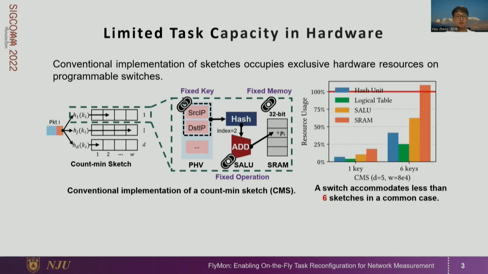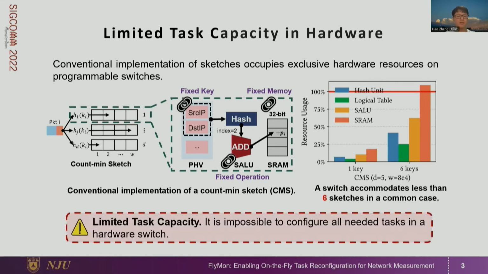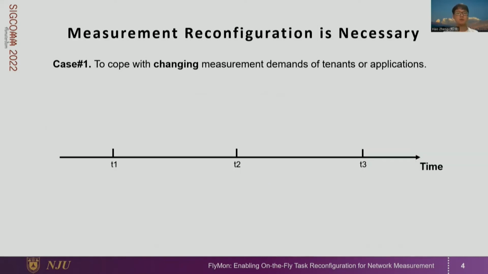We evaluate the resource footprint of a Count-Min sketch with 5 rows and 80,000 counters for each row. We found that using the whole resources of an RMT switch cannot support more than 6 sketches in this common case. So, the task capacity in hardware is very limited. It is impossible to configure all needed tasks in a hardware switch. According to the above discussions, it's challenging to support all required measurement tasks in hardware switches. So, task reconfiguration is necessary for a practical measurement system.